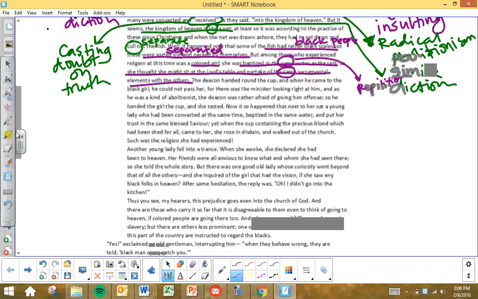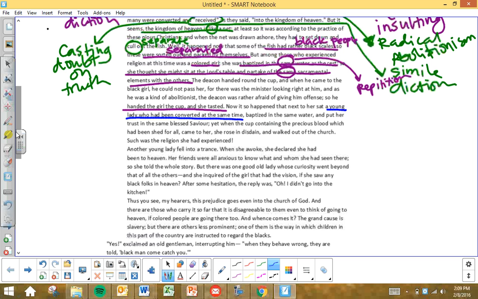So he says, giving the test, now it so happens next to her sat a young lady who had been converted. That young lady who had been converted at the same time, baptized in the same water, put her trust in the same message. What do we see over and over again? Same.